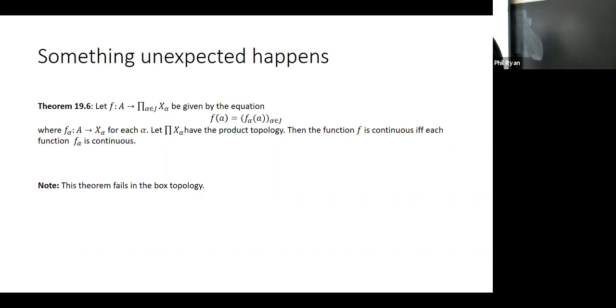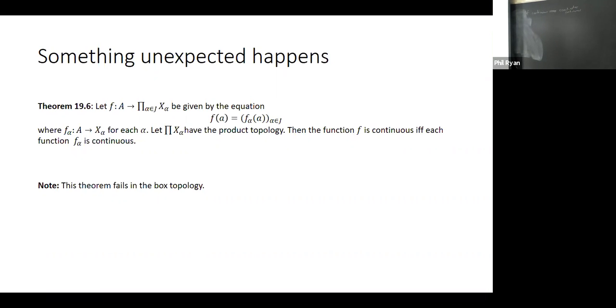The proof is very similar to what we did before. So the one that is true, let's show f continuous implies coordinate functions continuous. And this implication is in fact true for the box topology.